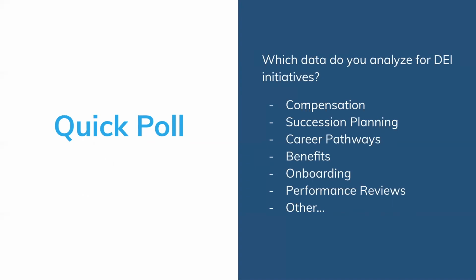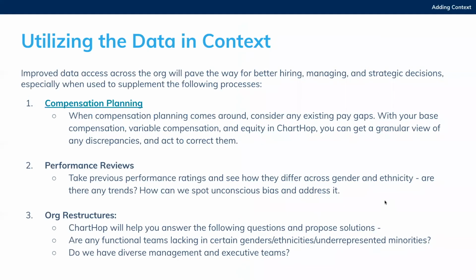All right, I'll move on to the next slide here. So here are some examples of utilizing the data within context, right? We talked about compensation planning, and definitely talk to your customer success managers if you're interested in that, because ChartHop has a fantastic set of modules that enable you to do comp planning really well, so that you can tie this all together seamlessly within the same environment. Same thing with performance reviews. What are the ratings? How do they differ between gender and ethnicity?